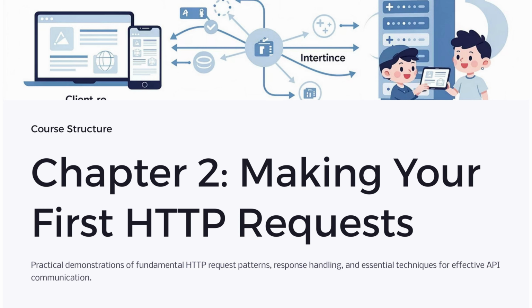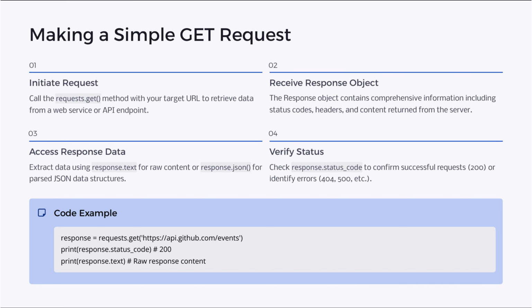Explore practical demonstrations of fundamental HTTP request patterns. Learn to handle responses effectively and master essential techniques for API communication. This chapter provides hands-on experience to enhance your understanding of HTTP requests, ensuring you can interact seamlessly with web services and APIs. To make a simple GET request, use requests.get with the target URL.